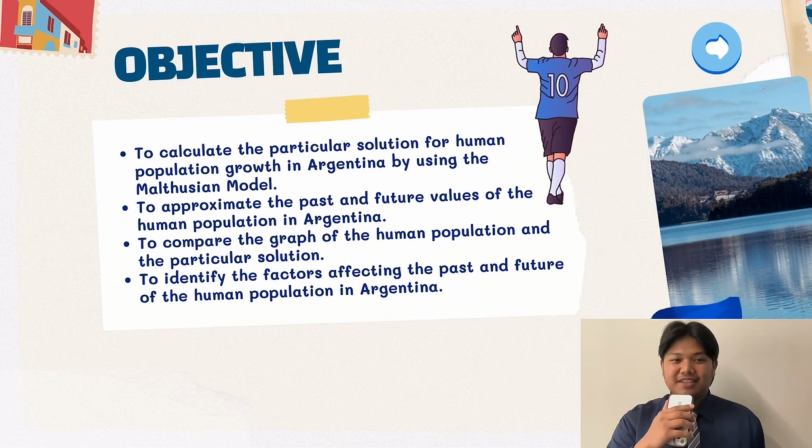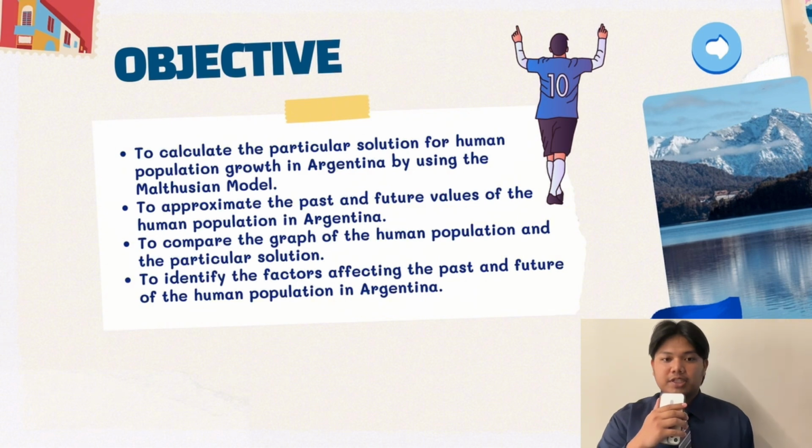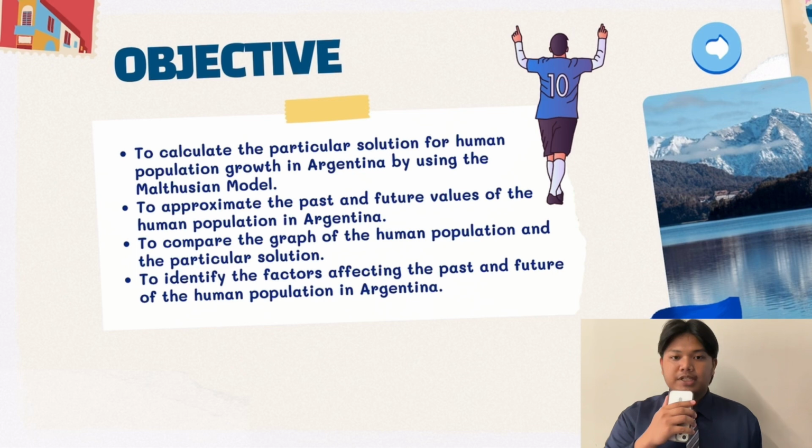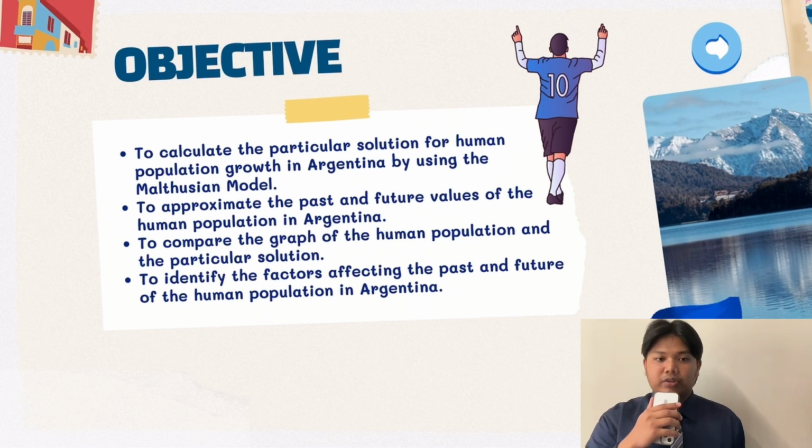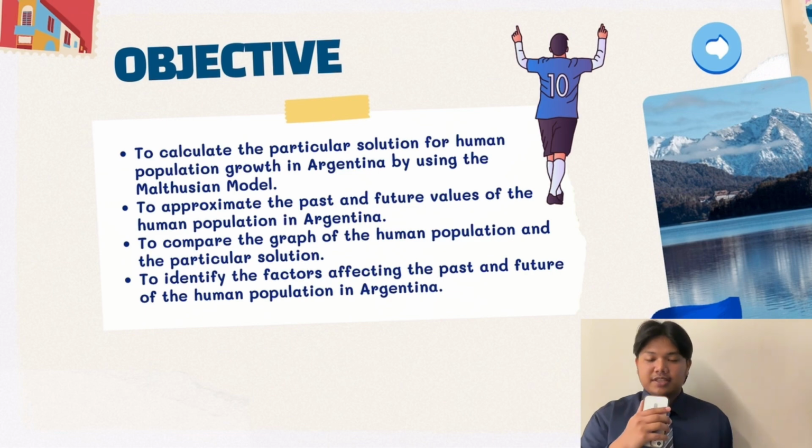So, our objective is to calculate the particular solution for human population growth in Argentina by using the Malthusian model to approximate the past and future values of the human population in Argentina, to compare the graph of the human population and the particular solution, and last but not least, to identify the factors affecting the past and future of the human population in Argentina.